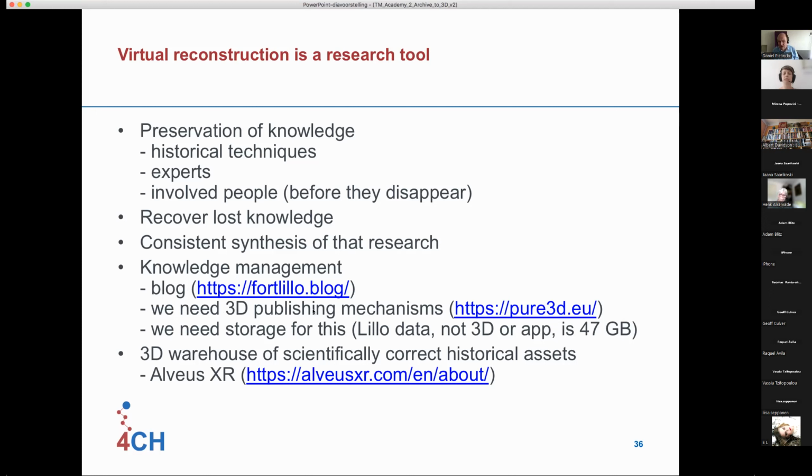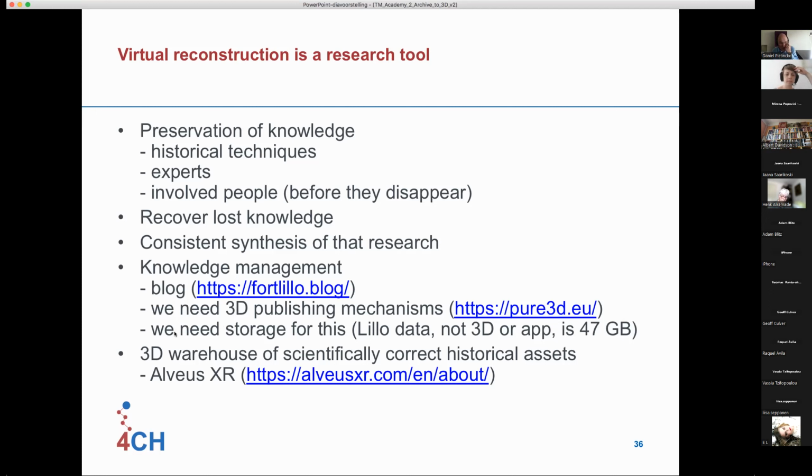One of the things we discussed yesterday was also we need the kind of 3D publishing mechanisms. If I have all this knowledge now, I tell you this through this presentation, but it would be much better if I could publish these things, not through a normal article, but through an article which incorporates my 3D models, which has them in motion, which are interactive, etc. And have a look at the Pure 3D project. That is something that is doing this kind of 3D publishing mechanisms.